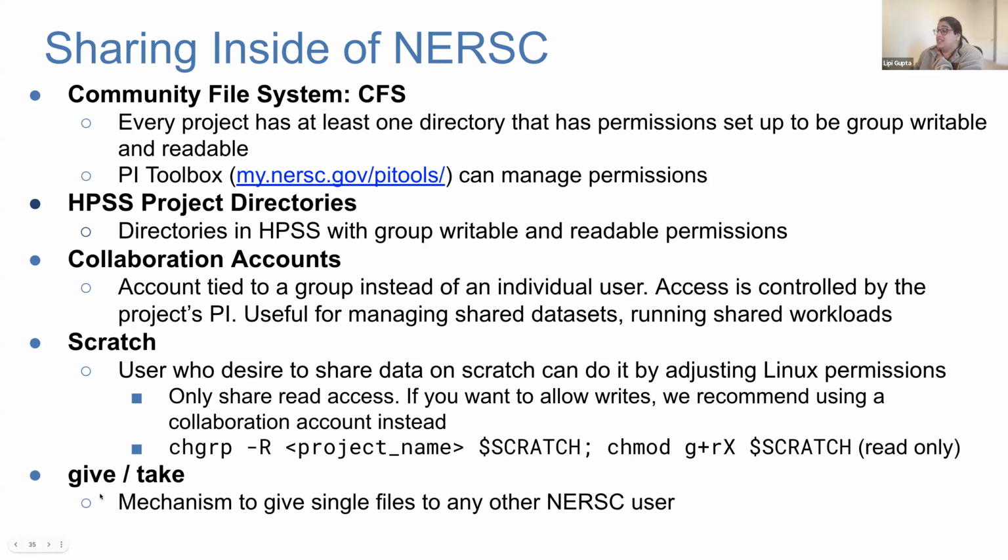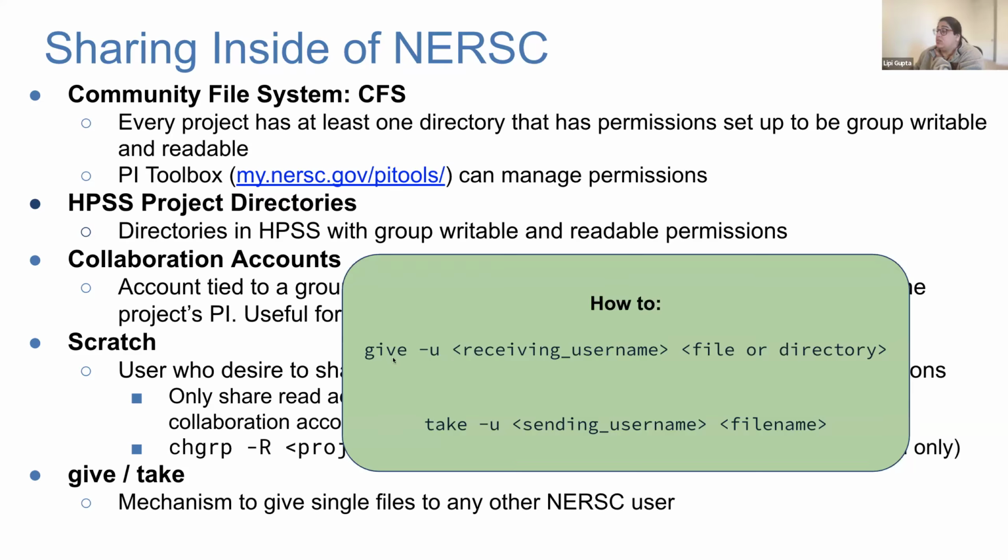We also have, and this is really nice, and I actually prefer this, a mechanism called give take. The way this works is once you're logged into Perlmutter, you can type give, and then -u is the flag for the username of the person that you want to give the file to. And then you can give them a file or a directory. So if you want to give me a file, you'll say give -u L Gupta, that's my username, and then the name of the file, hello world.py or whatever, or a directory, right? Which you should put the file path to the directory or the file path to the file.